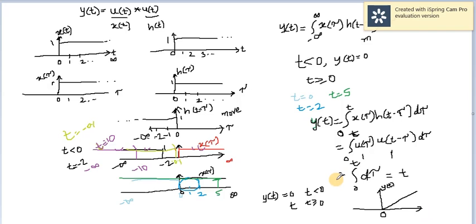I hope you understood the process of convolution, and we will solve some other problems also. So we'll see the next points in the next videos.